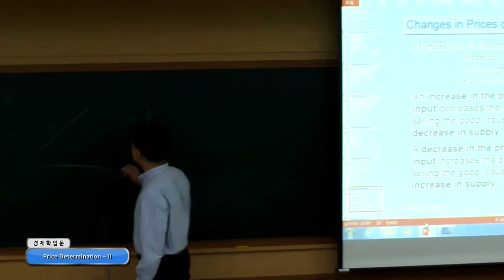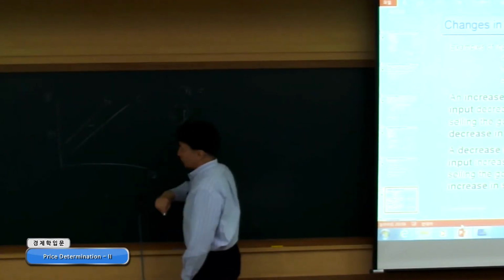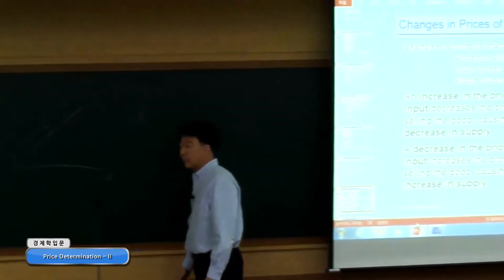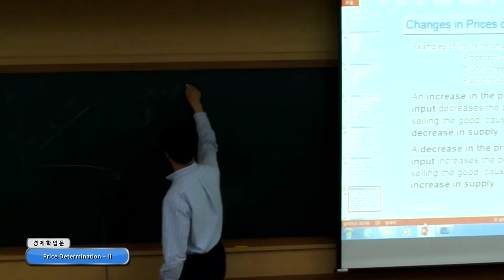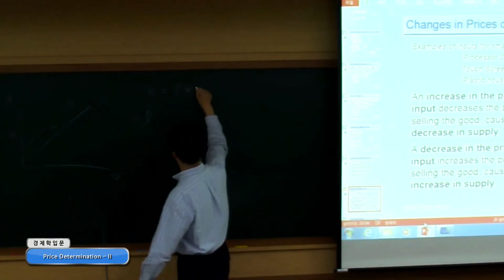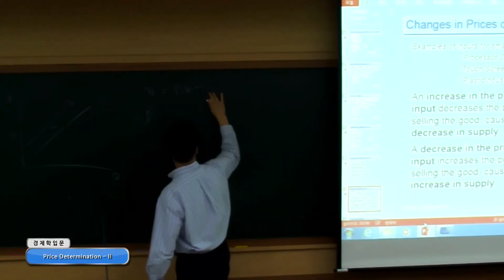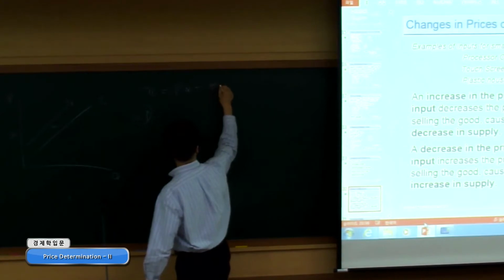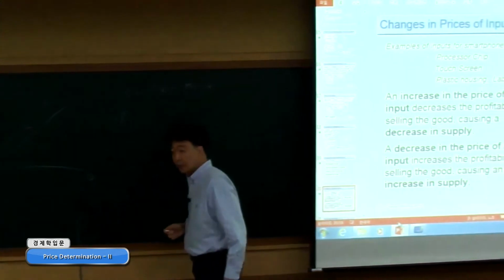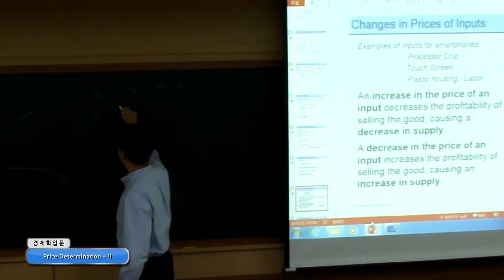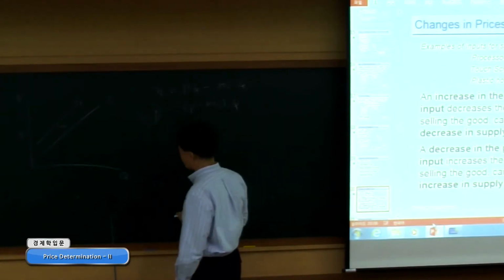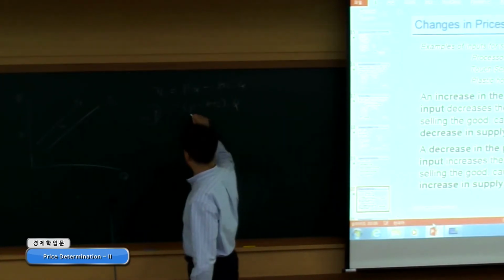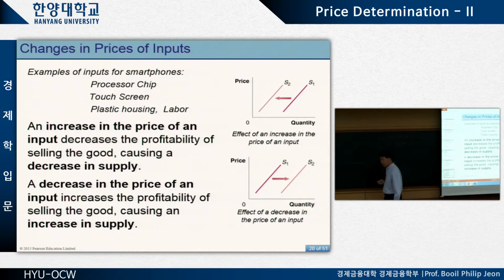So as I said last class, the profit is the difference between the total revenue and total cost, right? And total revenue was P times Q. Total cost was ATC times Q, average total cost, or per unit cost times Q, right? So the profit is P minus ATC times Q, right? And this is what?